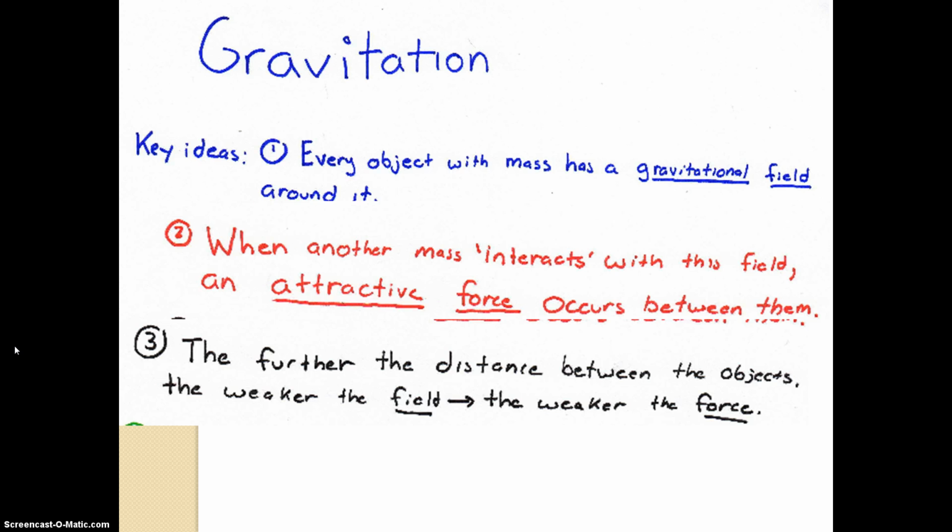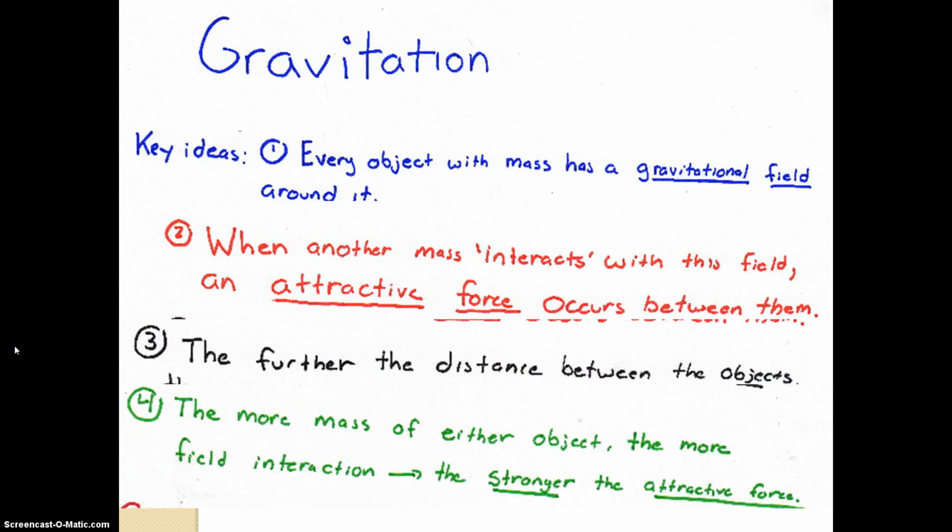The further the distance between the objects, the weaker the field, which means the weaker the force. So because I'm super far away from the sun, there's much less of an attraction between me and the sun than if I was really closer, let's say near Venus or Mercury. The farther you are from your pencil, the less gravity there is between the two of you, because there's less field means less force. The more mass that either object has, the more there's interaction in the field, which means the stronger the field, which means the stronger the force.